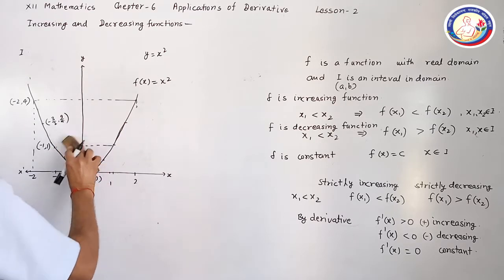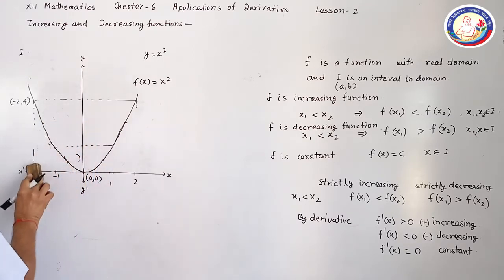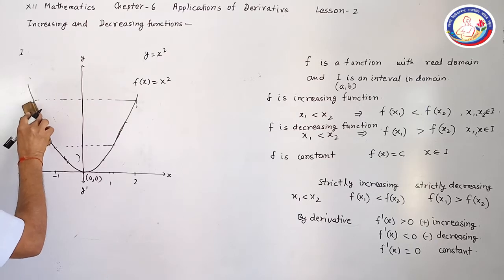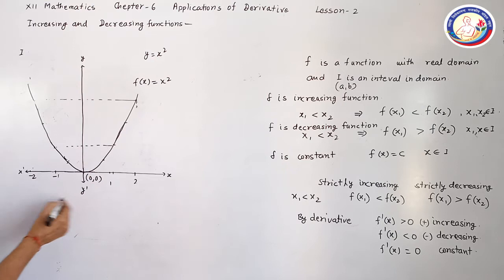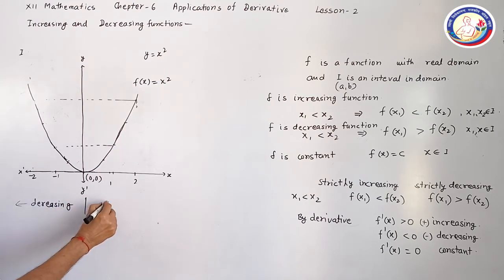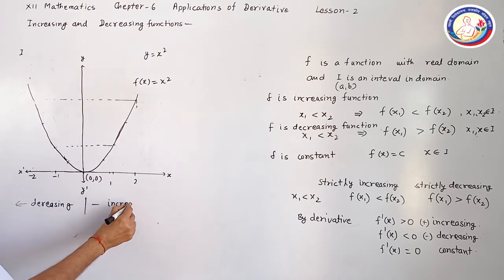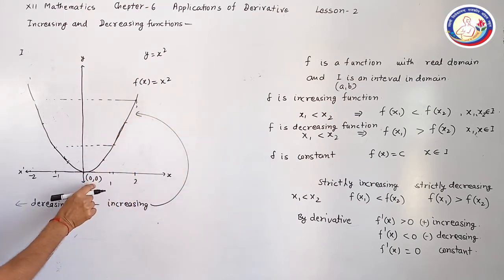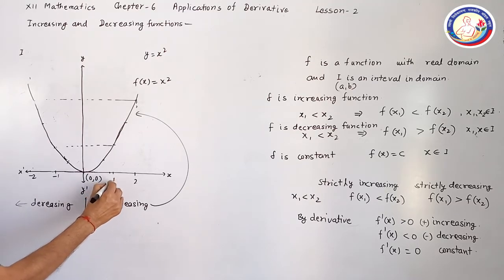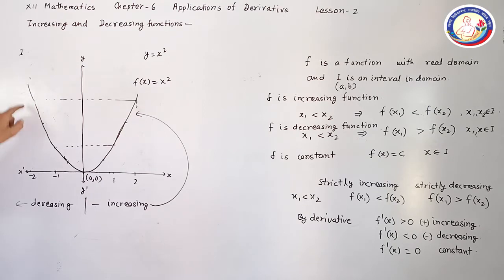So by our discussion, we observed that this is a decreasing function. From this side, it is decreasing. And from here onward, it is increasing. This is increasing because with increase in value of x, the value of y also increases. Here, if we increase value of x, the value of y decreases. The height decreases.